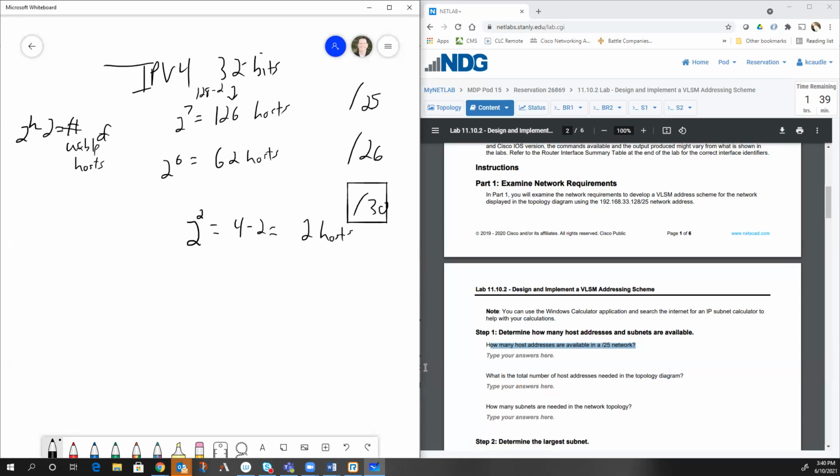So when they ask you this, how many hosts are available on a /25 network? The correct way to find that is to go 2 to the h minus 2 equals the number of hosts.